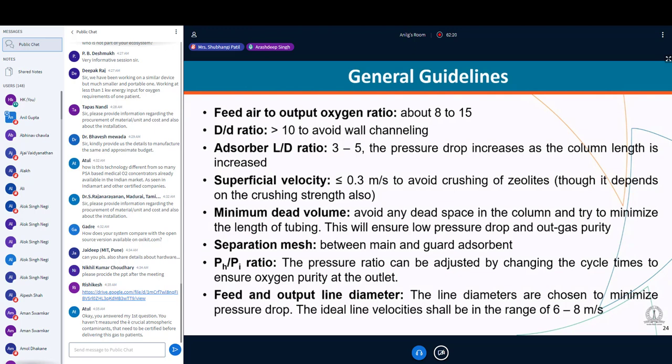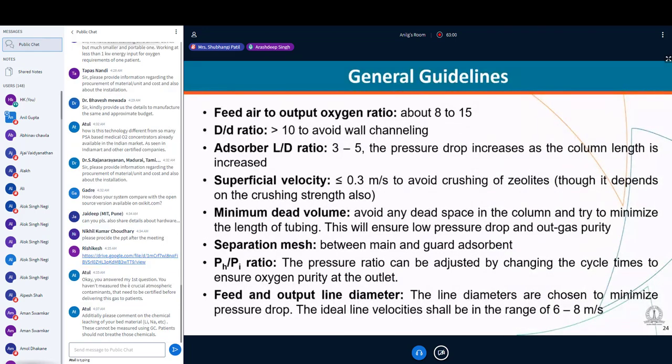Then coming to the mesh. As we were mentioning, most of the people who are into separation are using oil compressors, because oil-free compressors are really expensive. But they need some guard bed before that, so that any oil contaminants can be removed before the gas goes into the column. So there needs to be a proper meshing or proper separation between the main and guard adsorbents, or else the bulk density of these two adsorbents is going to be different. They are going to mix, and then they will be exposed to high pressure gas, which can crush these adsorbents.